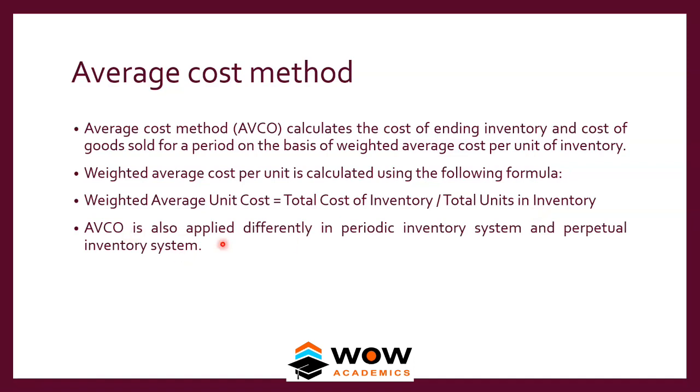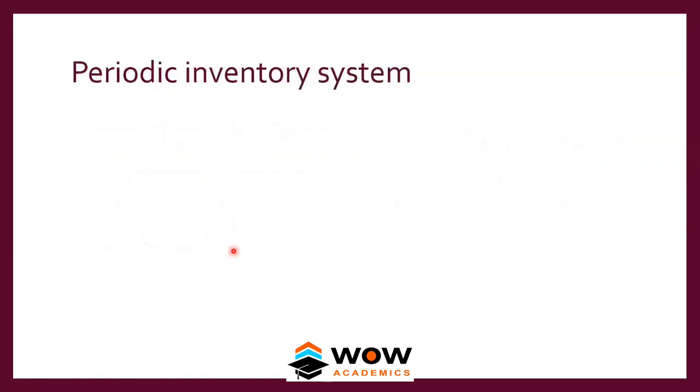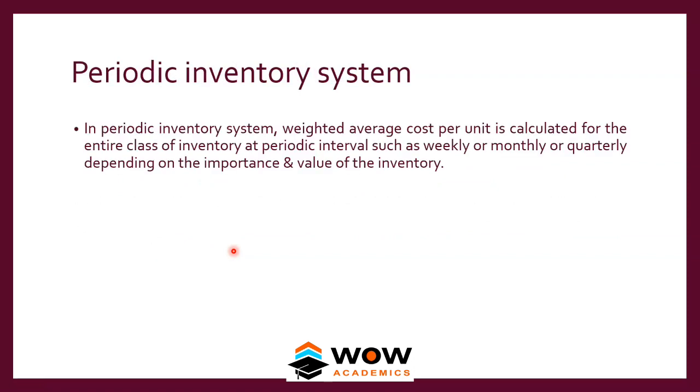AVCO is applied differently in the periodic inventory system and the perpetual inventory system. So this is what the average method is. Whenever we purchase, we recalculate the stock value. There are two methods under this. One is the periodic inventory system. In the periodic inventory system, the value of inventory is calculated on a periodic basis, such as weekly, monthly or quarterly.